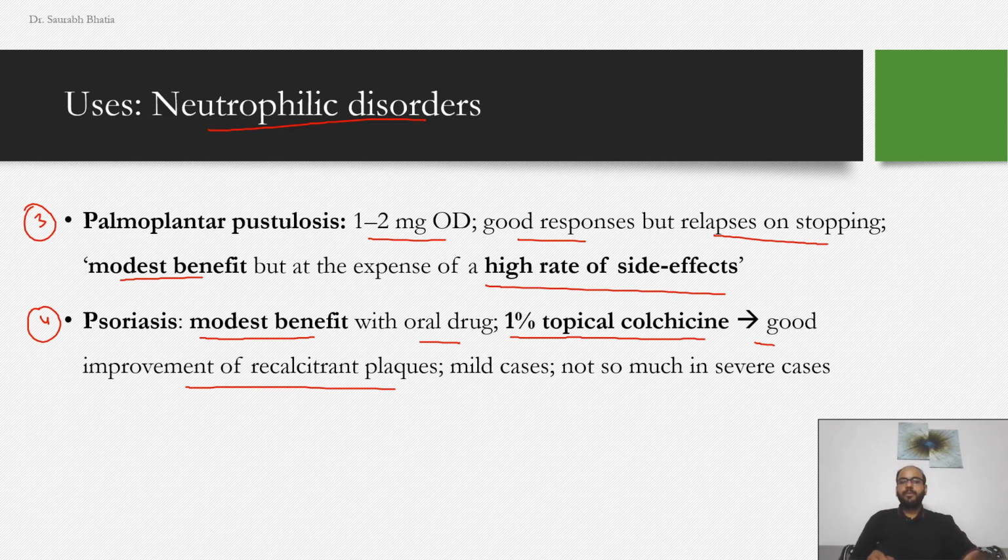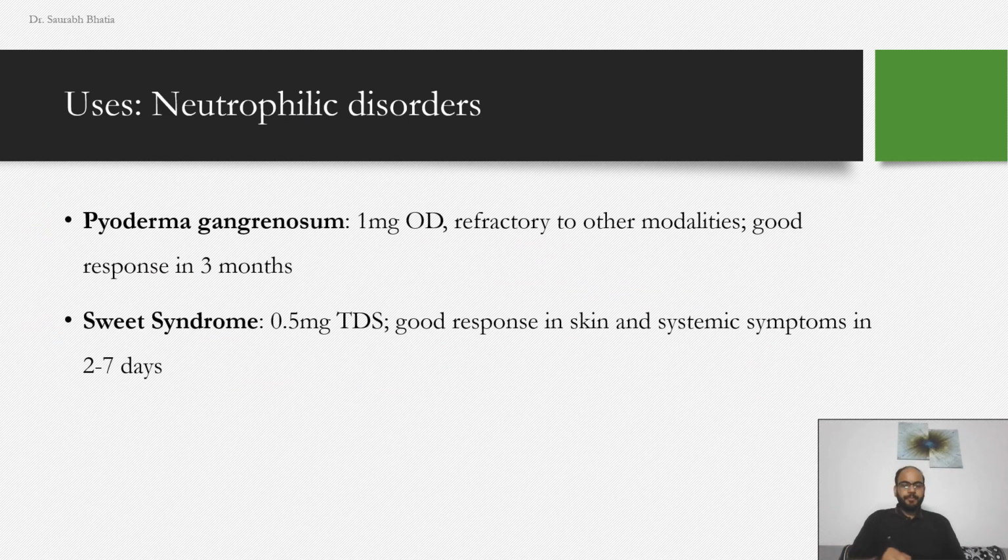Okay. So colchicine can be used in mild cases, but not so much in severe cases. It's better to rely on other immunomodulatory drugs like methotrexate or cyclosporine. Okay. Let's move forward.